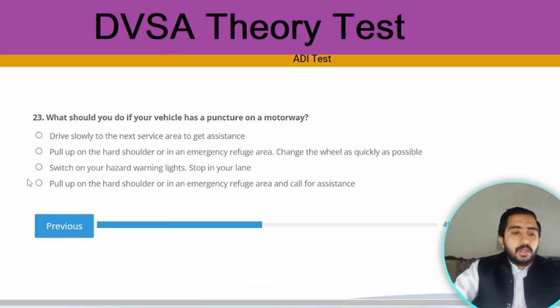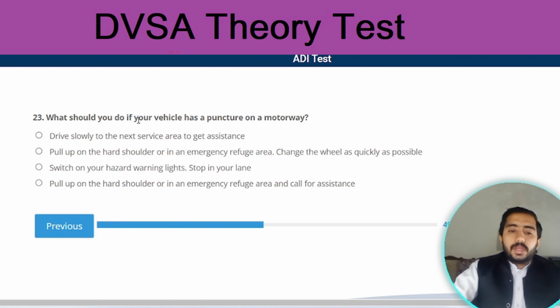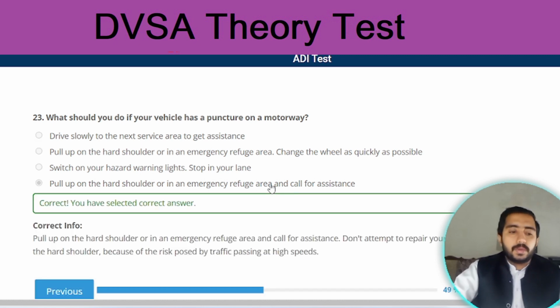Next question. What should you do if your vehicle has a puncture on the motorway? The correct option is pull up on the hard shoulder or in an emergency refuge area and call for assistance. Option D is the correct one.